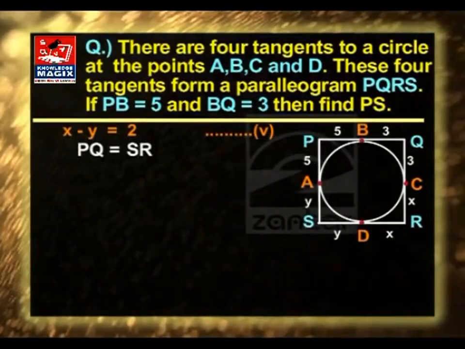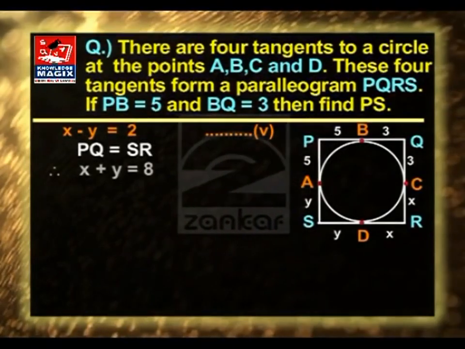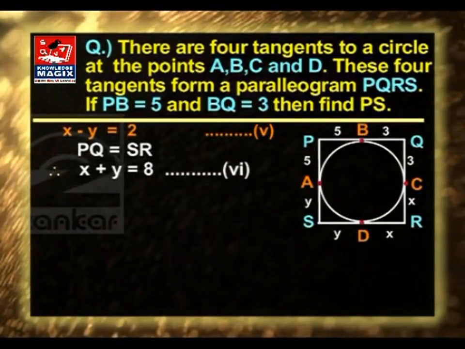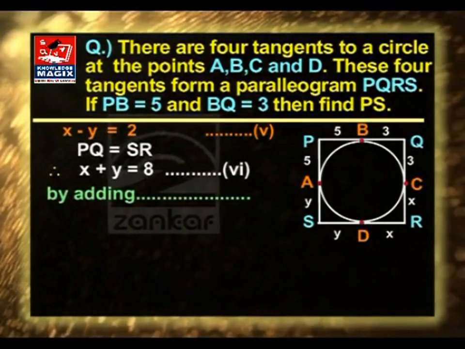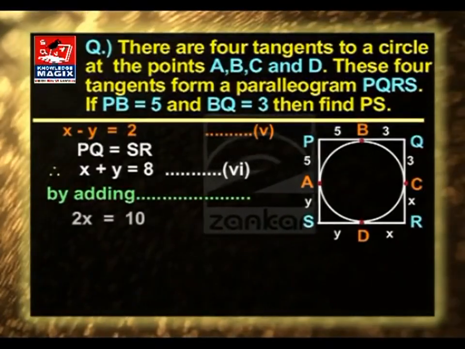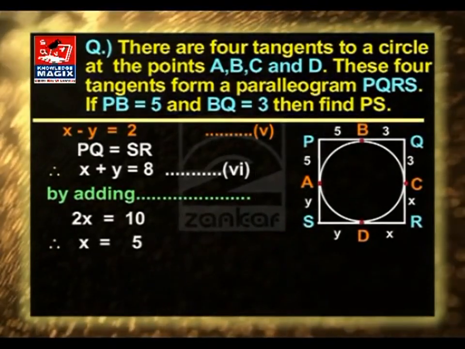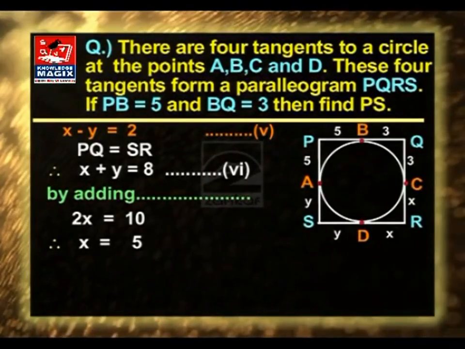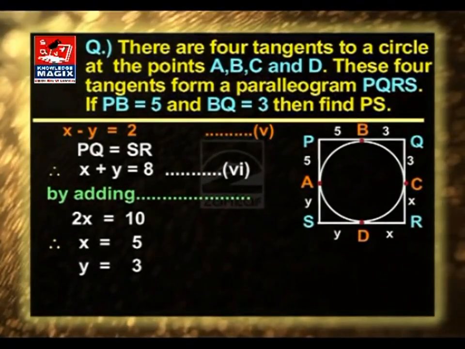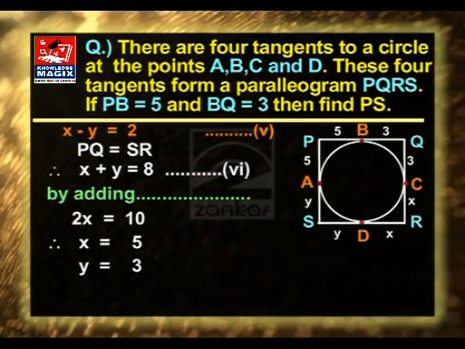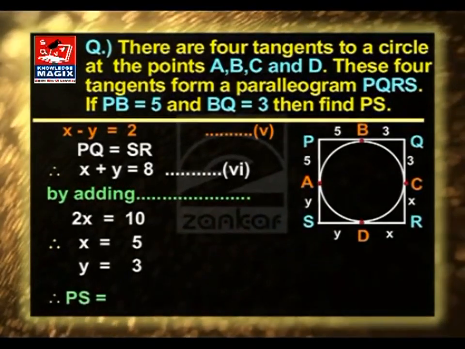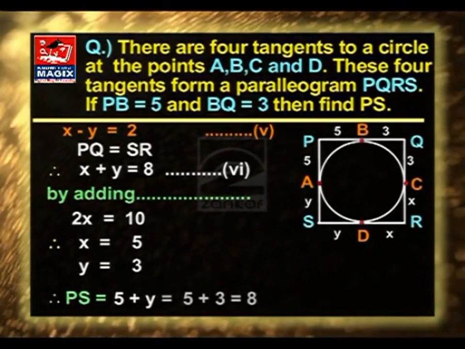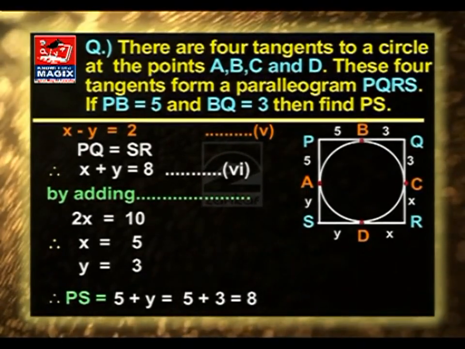Similarly, PQ is equal to SR, therefore X plus Y is equal to 8, equation 6. By adding these two equations we get 2x is equal to 10, therefore x is equal to 5. Putting this value in equation 6 we get y is equal to 3. Therefore, PS is equal to 5 plus y, that is 5 plus 3 is equal to 8.